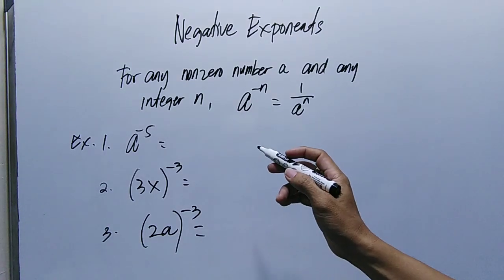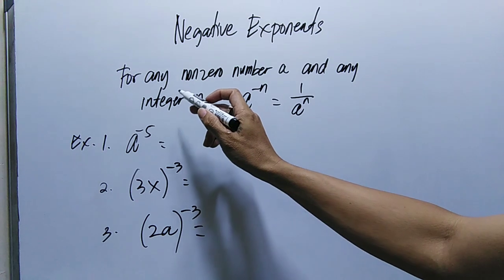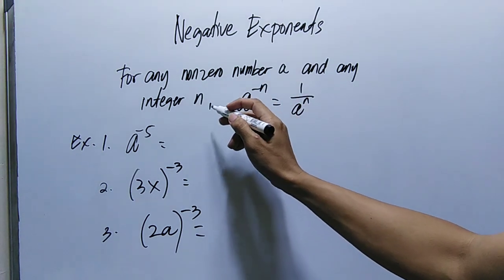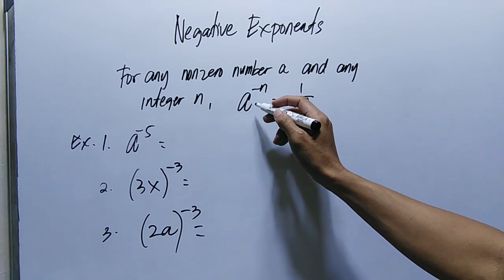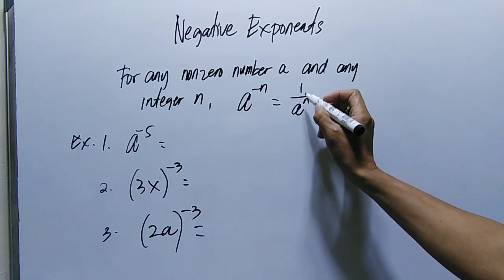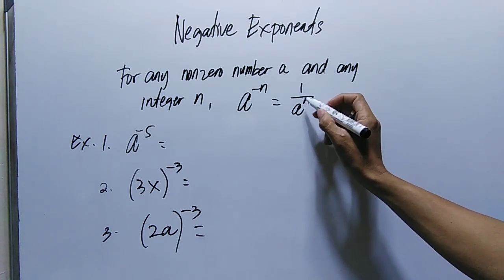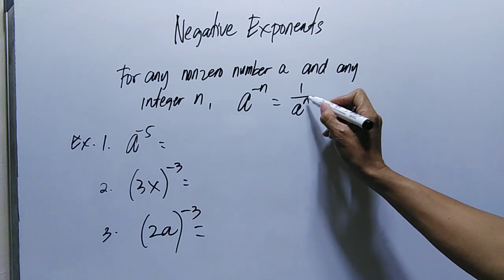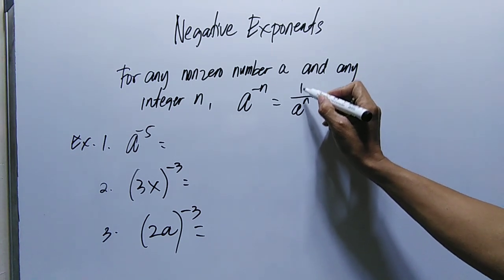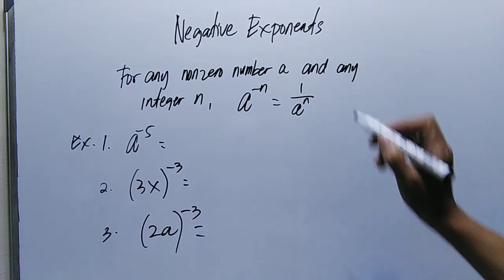So this is our topic, negative exponent. For any non-zero number a and any integer n, a raised to the power of negative n, the result is 1 over a raised to the power of n. Yung negative ay magiging positive na. Okay? So yung numerator natin is 1 over a raised to the power of n.